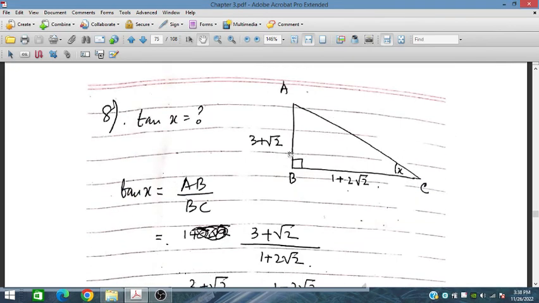Problem number 8, this is tangent x. So tangent x is AB upon BC. Tangent x is equal to opposite divided by adjacent. This is adjacent side, and this is opposite side. Opposite divided by adjacent always gives tangent. So this is the angle, this is the opposite side, and this is the adjacent side. This is 3 plus under root 2, and in the adjacent side we have 1 plus 2 under root 2.